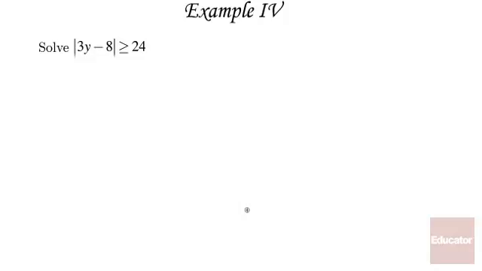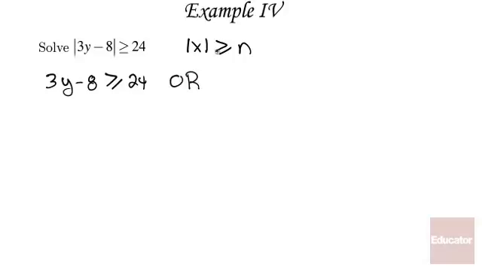In this example, I have the form, the absolute value of x is greater than or equal to n. So I'm going to write out my two related inequalities, which are 3y minus 8 is greater than or equal to 24, or, for this form, we use the word or for the two related inequalities, or 3y minus 8 is less than or equal to negative 24. Go ahead and solve both of these and see what you end up with.